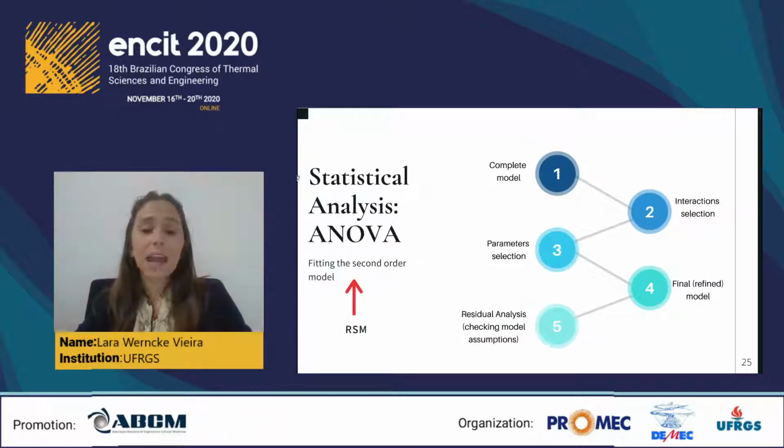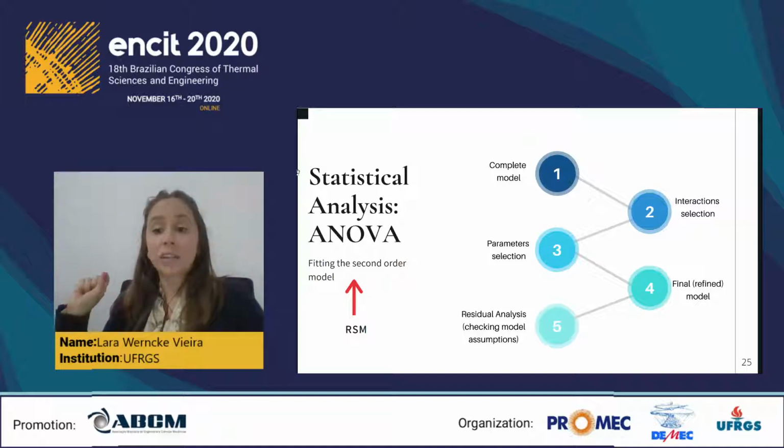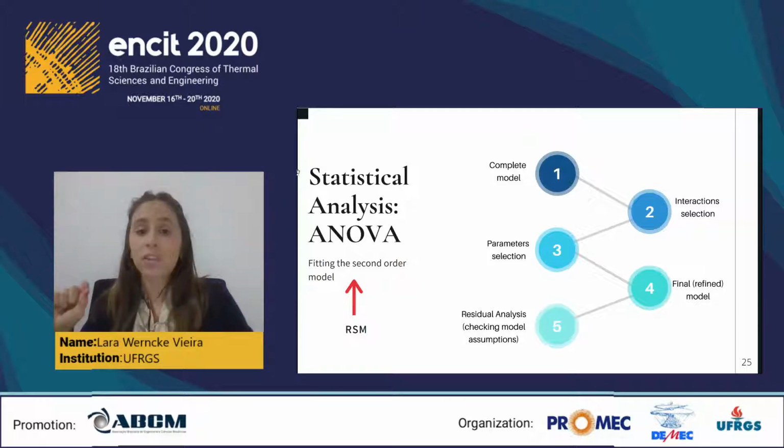So next step, statistical analysis using ANOVA. We will use the results of the experiments to fit a second order model using response surface methodology. We started with a complete model with all the parameters and interactions. First of all, we analyze interactions and select just the interactions that are significant for our response, and then we select the parameters that really impact the steam generator efficiency. And finally, we have a final or refined model capable of representing the steam generator behavior.